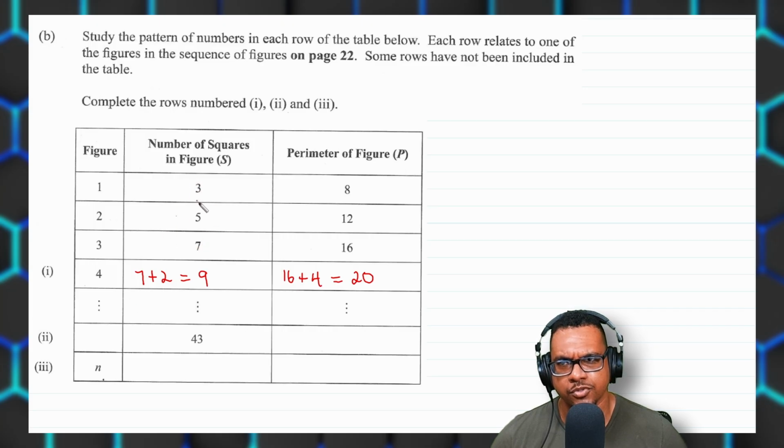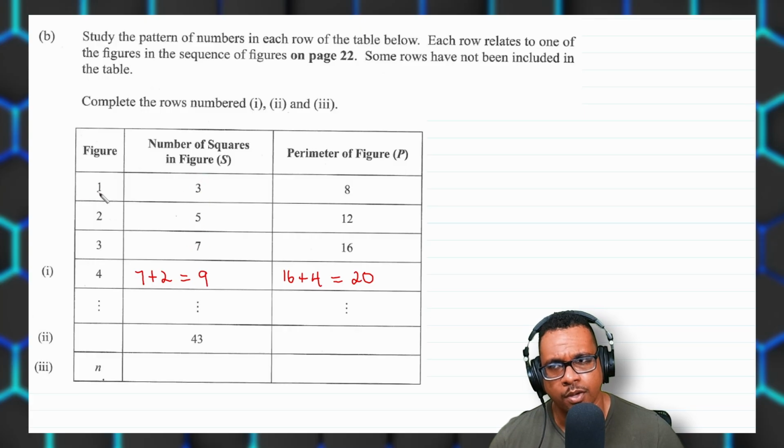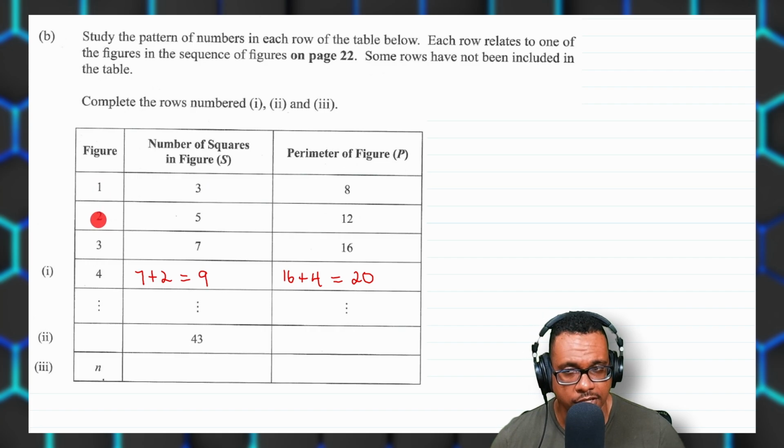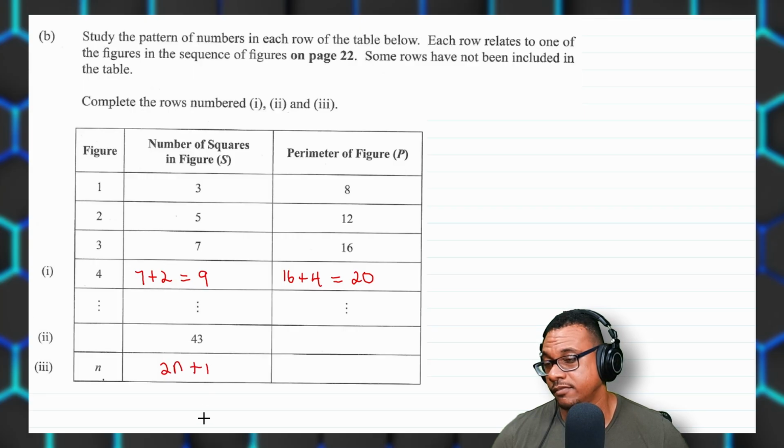So the difference between these two is 2. Between these is 2, so you call that the common difference. That's why I know I'm going to multiply by 2. So I multiply 1 by 2, and then I add 1 to get 3. I multiply 2 by 2, I get 4. Then I add 1 to get 5. Multiply 3 by 2, I get 6. Then I add 1 to get 7. So my general formula here is 2n plus 1.